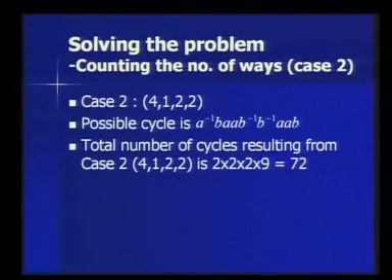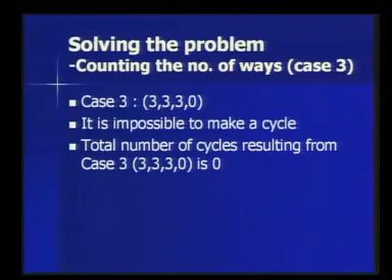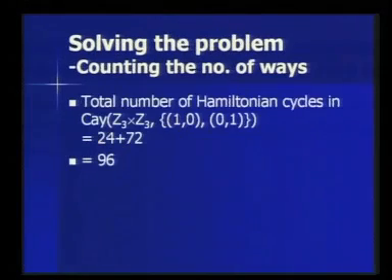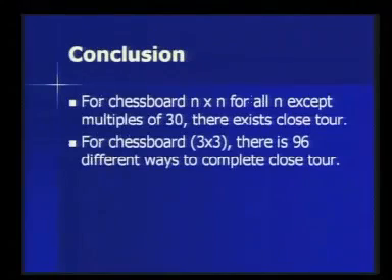For case 2, 4122, the possible cycle type is shown here. It is still a Hamiltonian cycle if it is changed in a similar way as case 1. Therefore, the total number of closed tours for case 2 is 72. For case 3, it is not possible to construct a cycle, so there is no closed tour. Therefore, the total number of ways for the knight to complete a closed tour is 96, of course, for n equals 3.